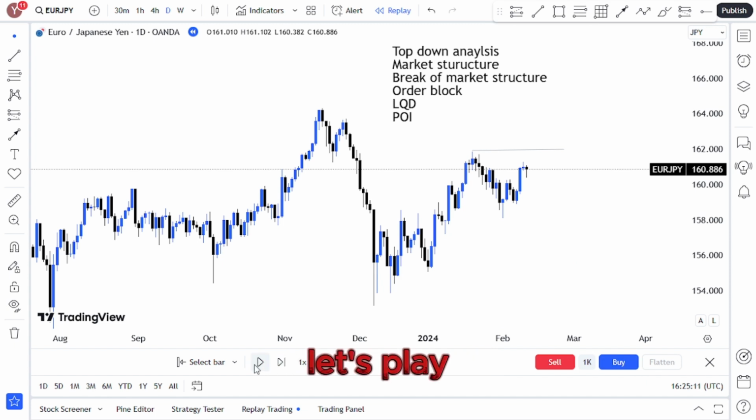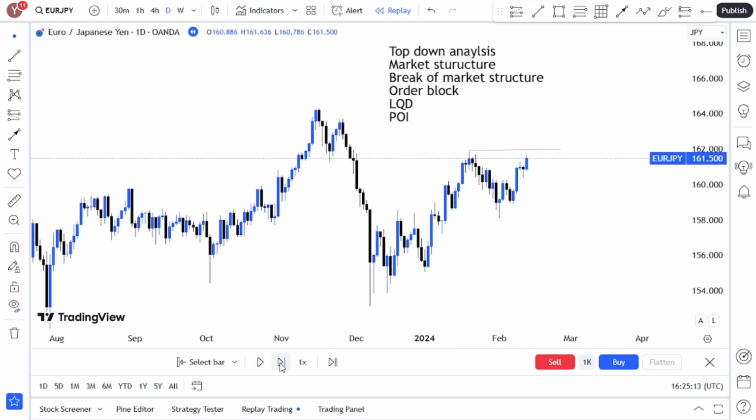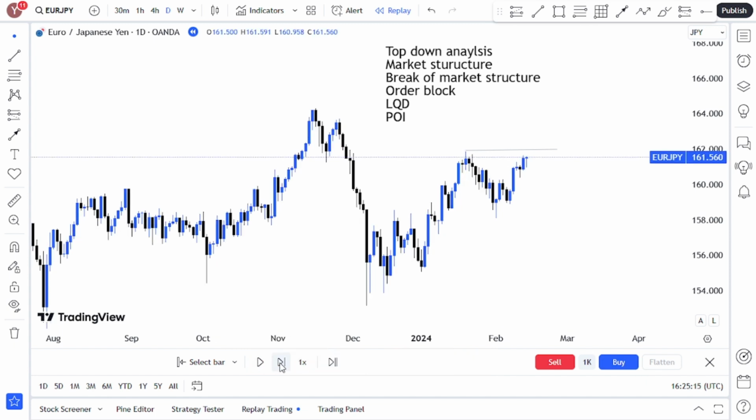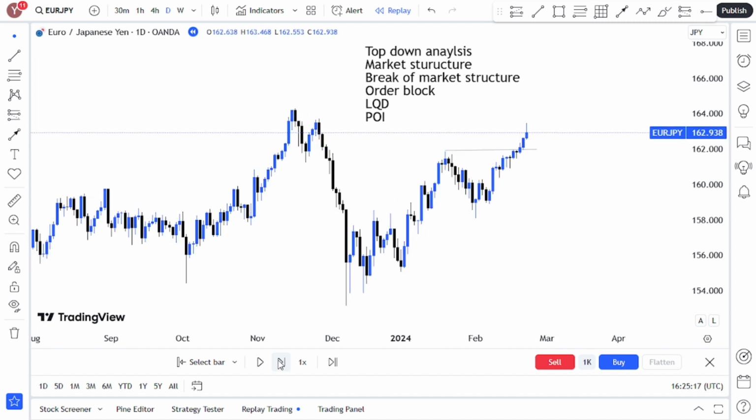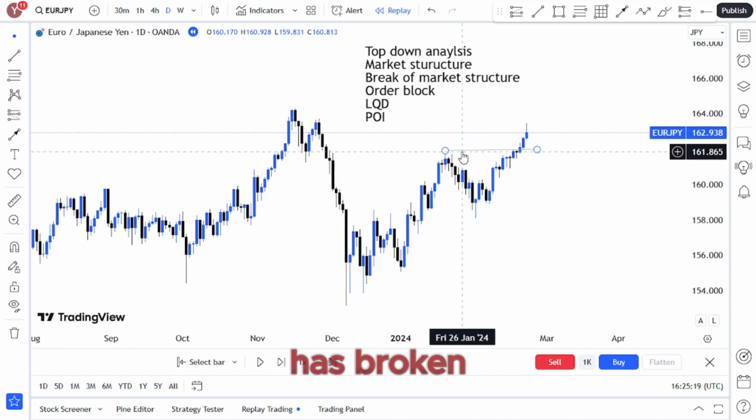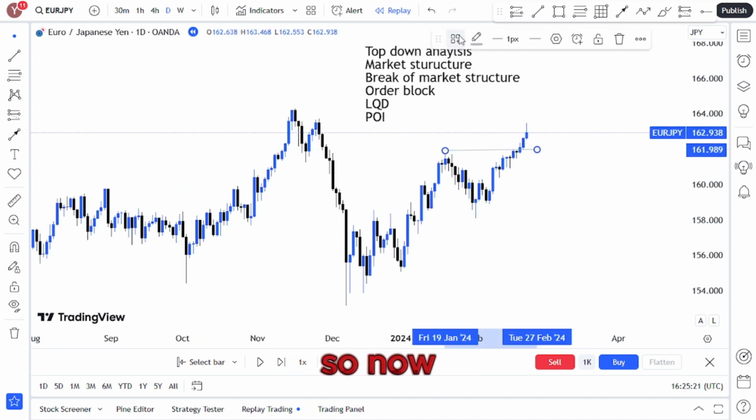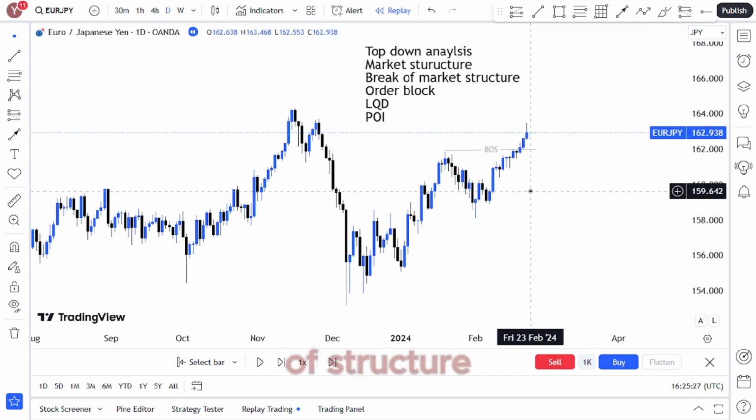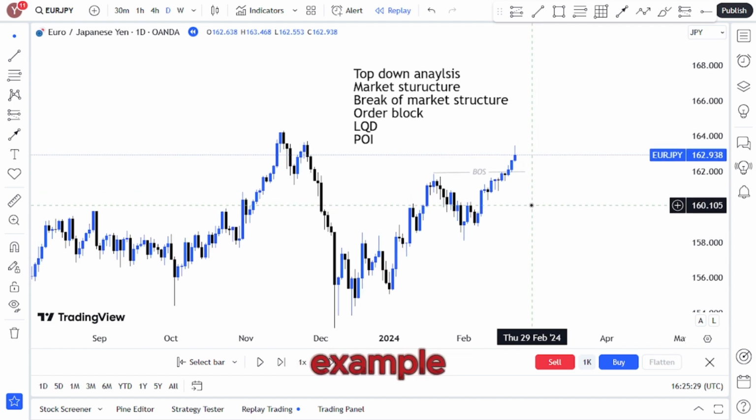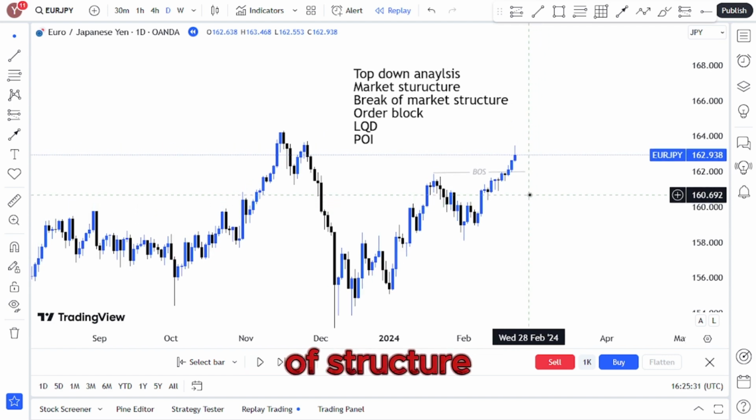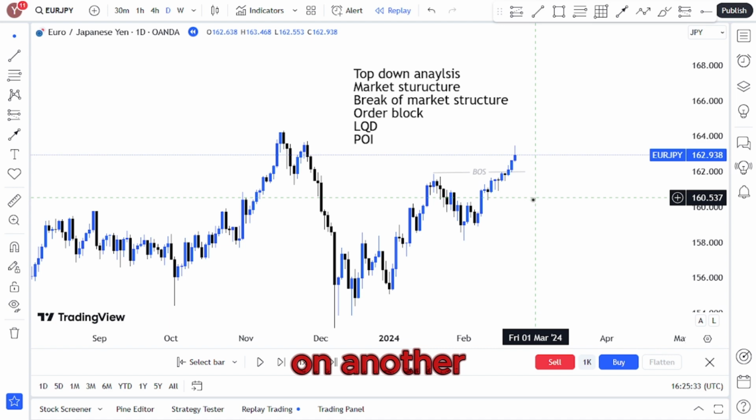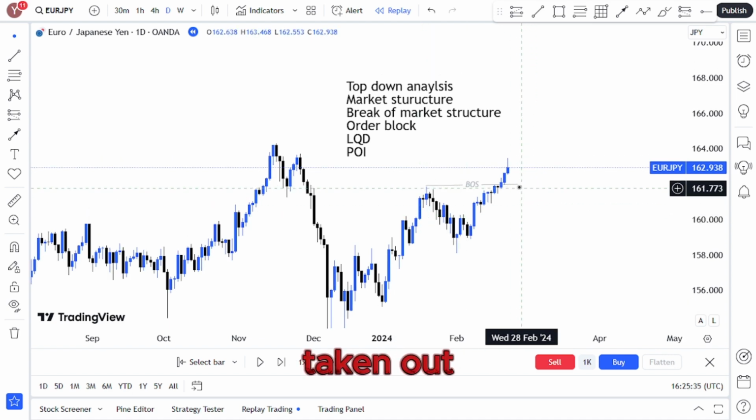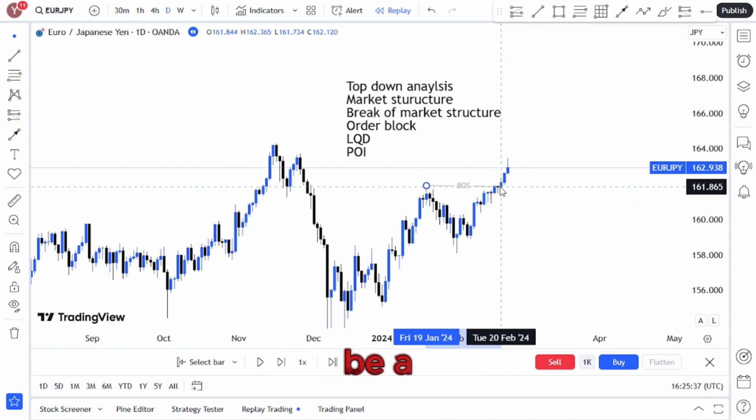Okay, so now let's play this. We can see that price has broken the previous high. So now this is confirmed to be a break of structure. Should we do another example, or do you understand what break of structure is right now? So now let's go on to another example. Since price has taken out this high, it is considered to be a break of structure.